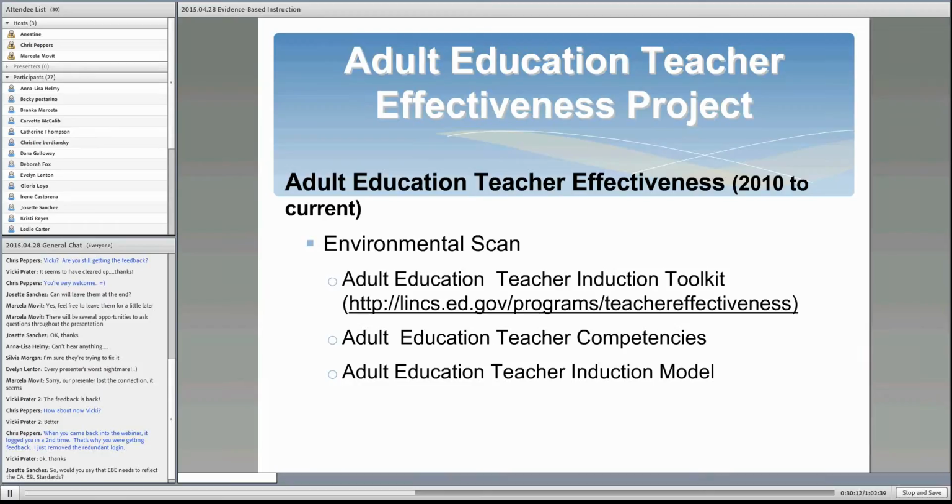Now, what makes this work different from the scientifically based research that is referred to in NCLB is that this model utilized more of a qualitative type of approach, a qualitative methodology, to identify meaning that would be relevant to the adult education context.